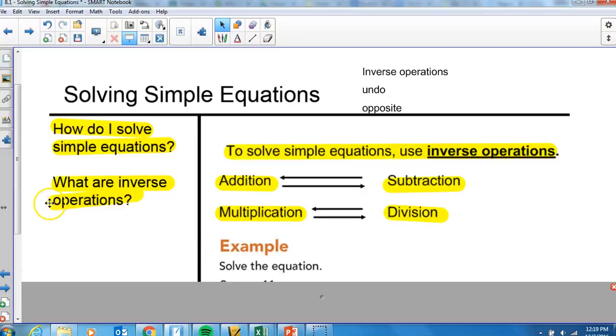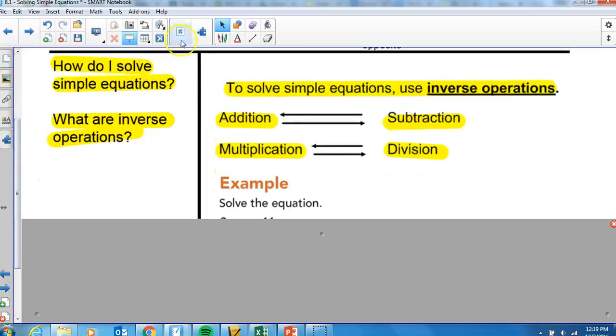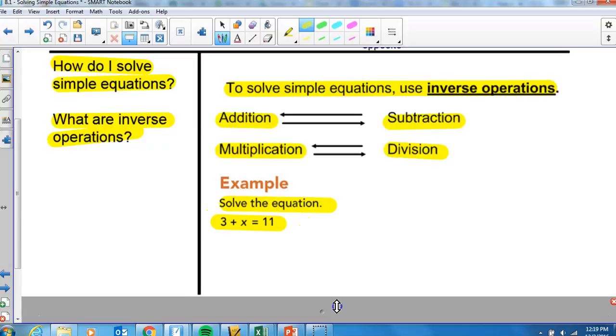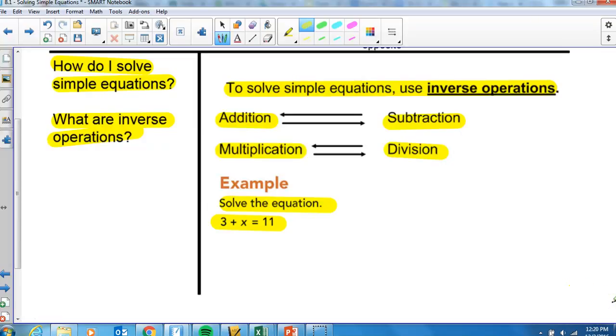All right, first example we're going to go with. So again, yes, I do want you to copy this. So we're going to solve this equation. Our equation is 3 plus x equals 11. As I go through this, I'm going to use specific terminology, and I'm also going to talk about the inverse operations.